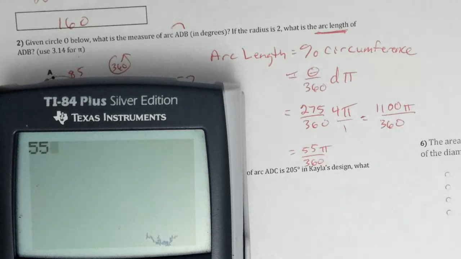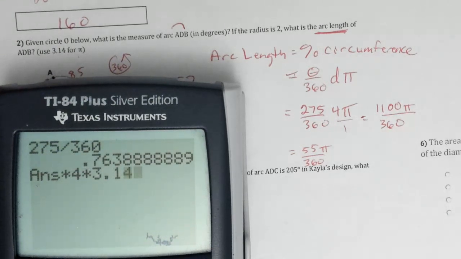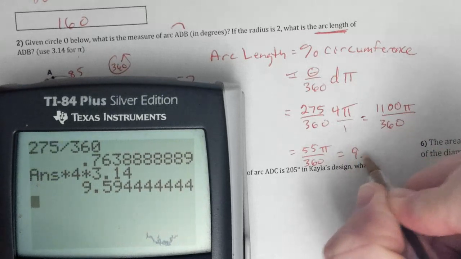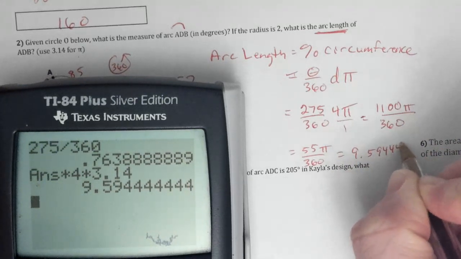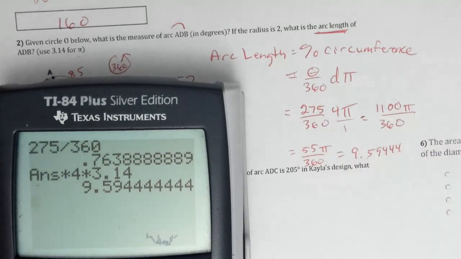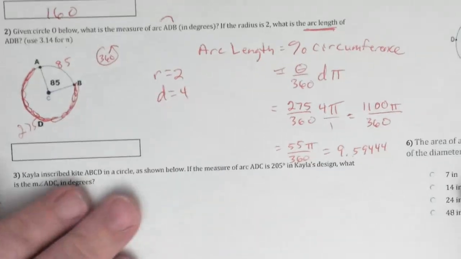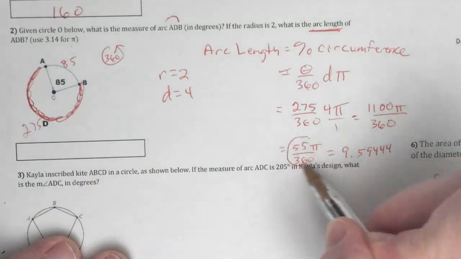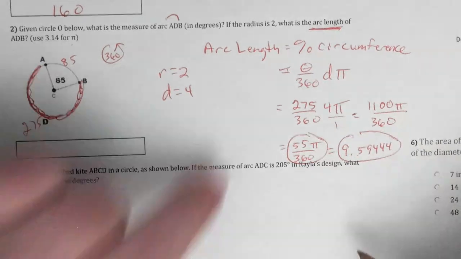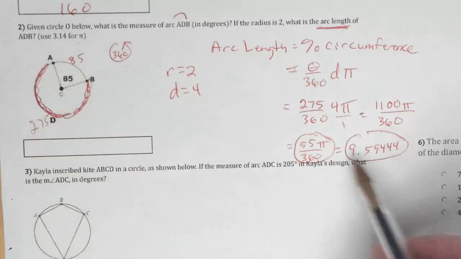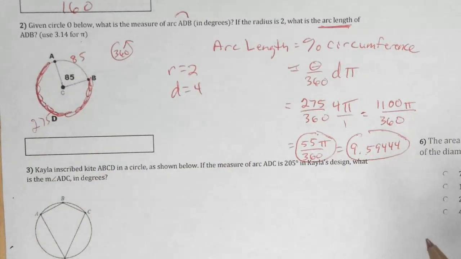Or I could do 55 times 3, or I could just go back to what I had before. So 275 divided by 360 times 4 times 3.14. So both answers, 1, 2, 3, 4, 5. So technically both answers are correct. Just be aware of what they're looking for. They didn't say anything about rounding, so I would go 5 decimal places.